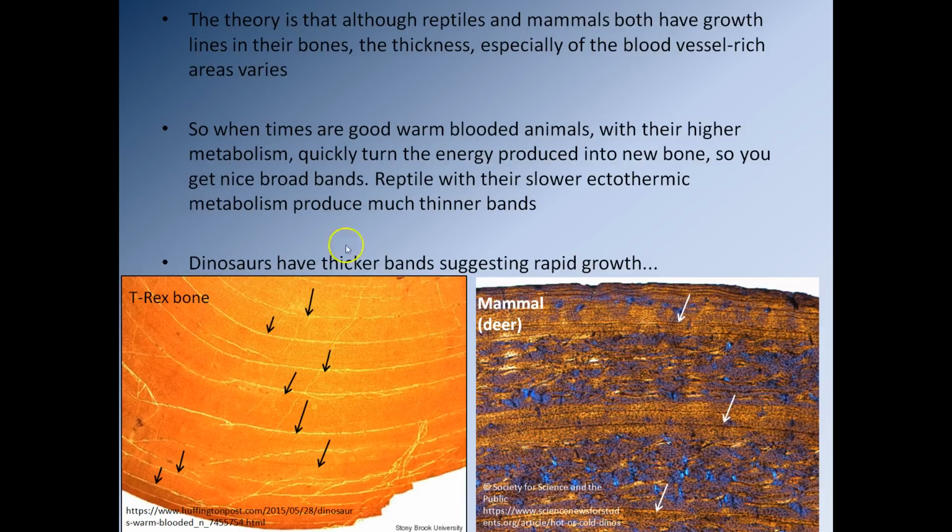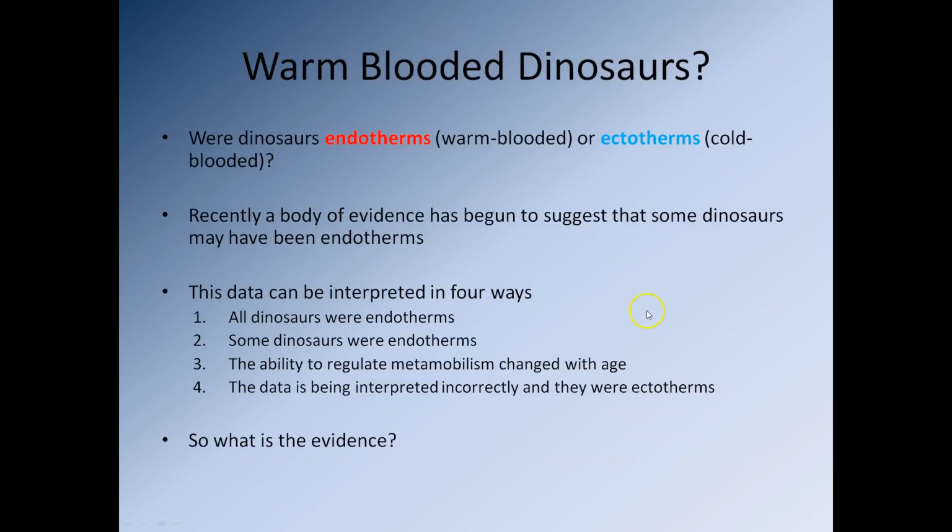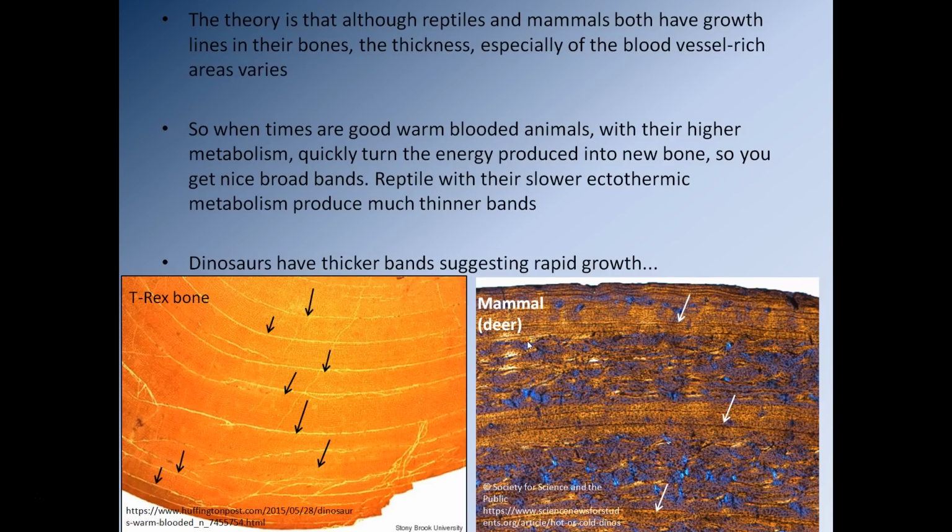Now, the thing you need to remember is, once the animal stops growing, the development of these growth zones stops. So this leads back to the suggestion that maybe dinosaurs had the capacity to be warm-blooded when they were young, so they could grow very, very quickly, hence the big, thick growth lines, and then maybe later on they became ectothermic once they achieved adulthood. So that's where that suggestion comes from.